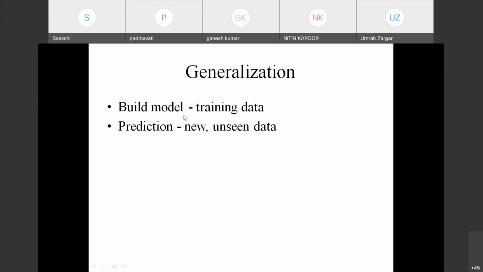During training, the model has only seen the training data, and it has updated the parameter values, and it has come up with some hidden representation of my model.